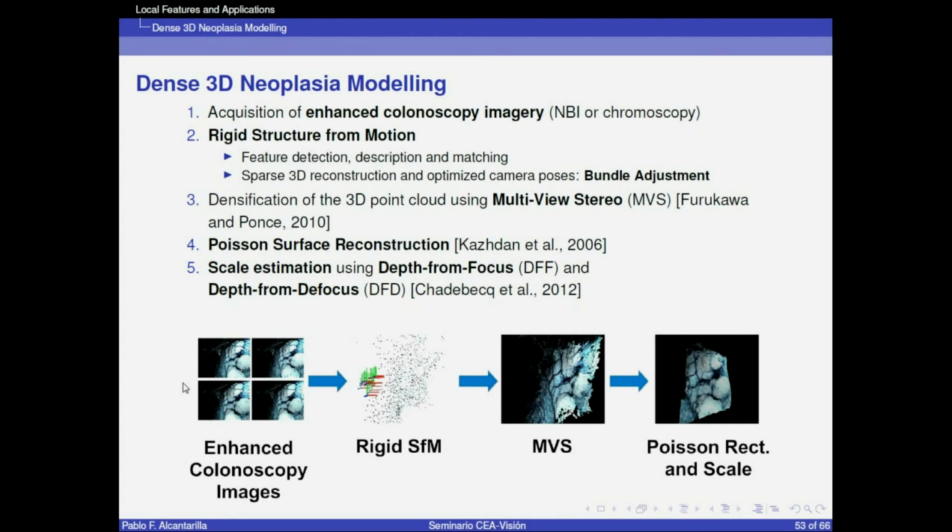The dense 3D neoplasia modeling has several steps. The first step is to use a video stream of enhanced colonoscopy images. We are going to detect a set of features, compute descriptors, and perform a rigid structure from motion.